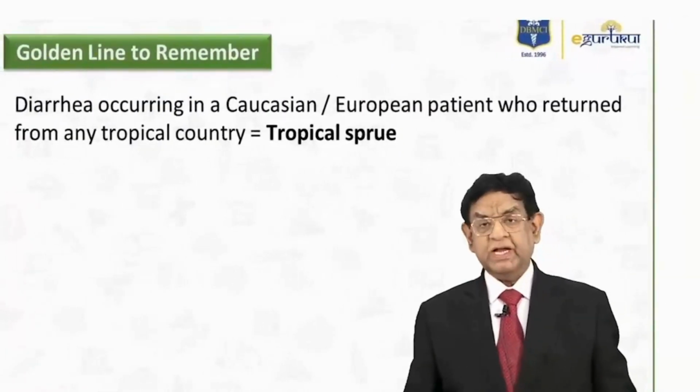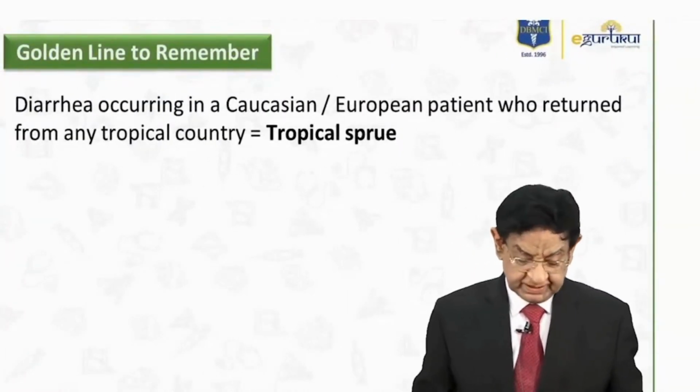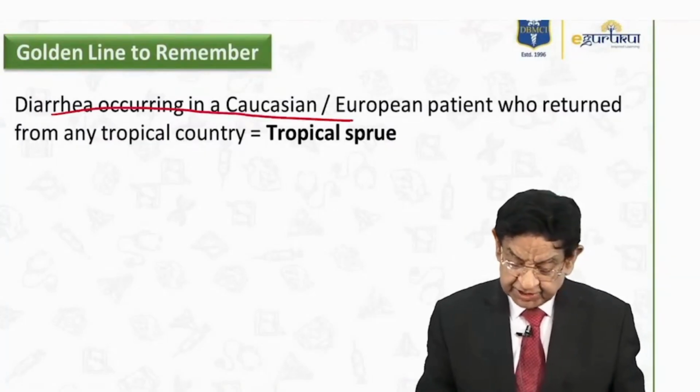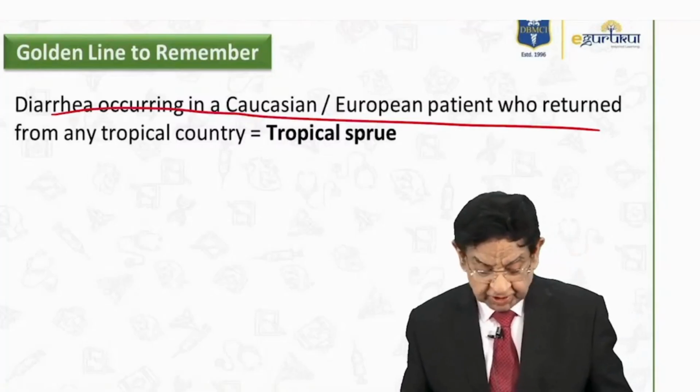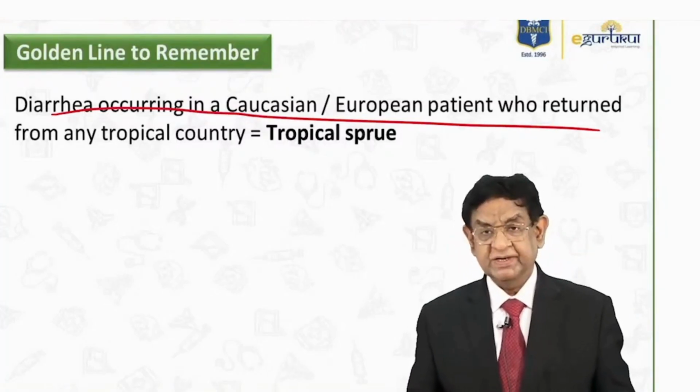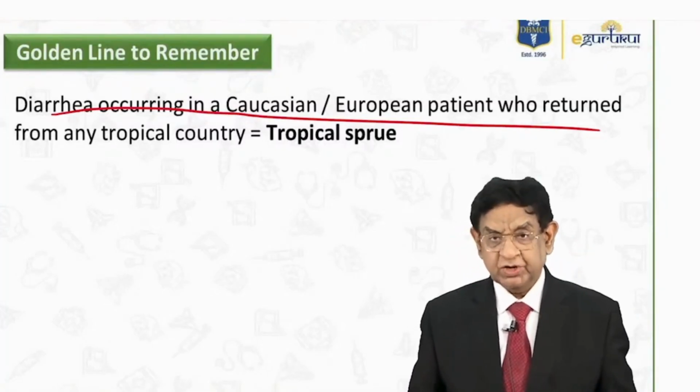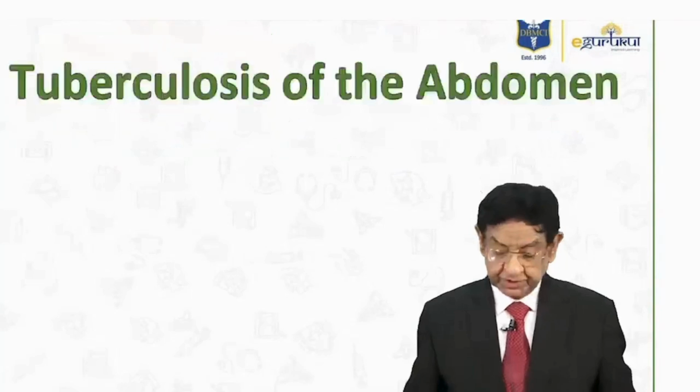So, golden line to remember: diarrhea occurring in a Caucasian or European patient who has returned from any tropical country, you think about tropical sprue.